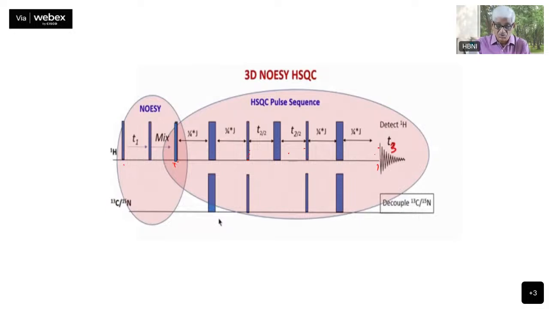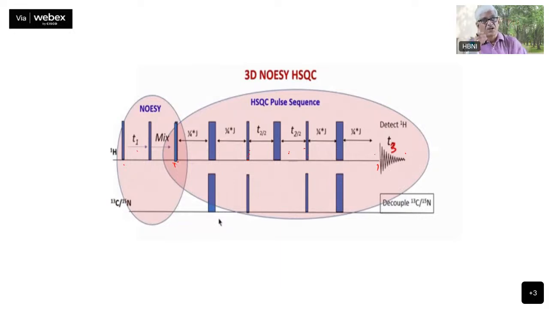Okay. So this is how you generate a three-dimensional pulse sequence. You have generated three independent time variables. In the NOESY, you have the T1 time variable, the HSQC part has the T2 time variable, and the detection here is the T3 time variable. So different kinds of mixings can be achieved here in the three-dimensional experiment.